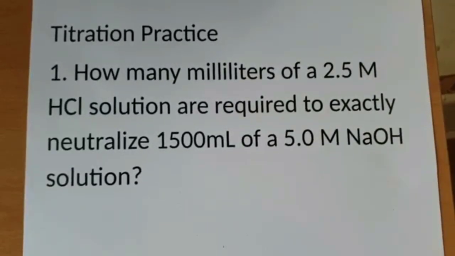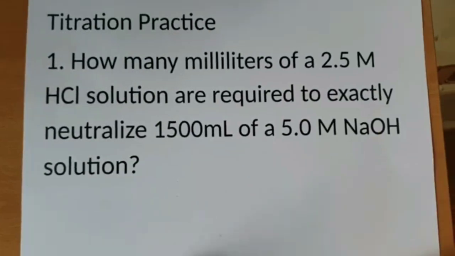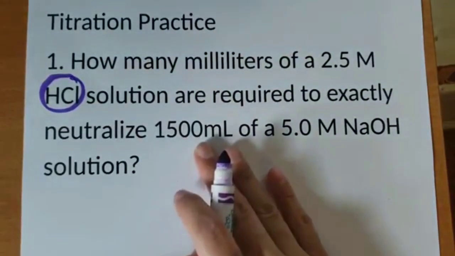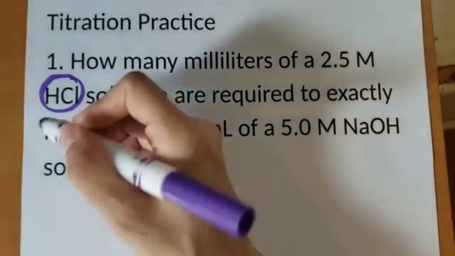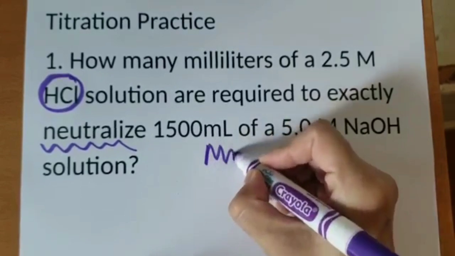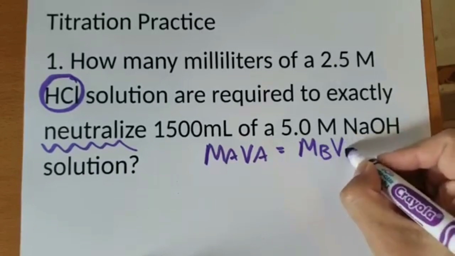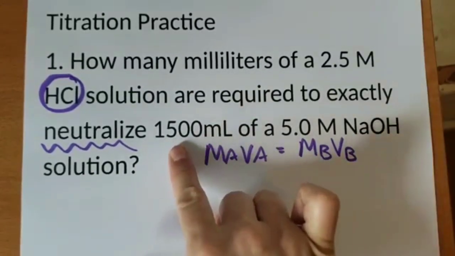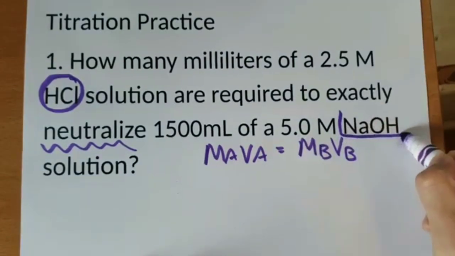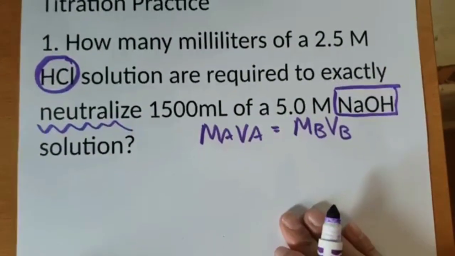Let's do one more question together. Here, we are looking for how many milliliters of a 2.5 molar hydrochloric acid solution, so this is an acid, is required to exactly neutralize. So the word neutralize is our key word to use the titration formula from reference table T. 1,500 milliliters of a 5 molar sodium hydroxide, that's a base solution. So I'm going to set up my variable table.